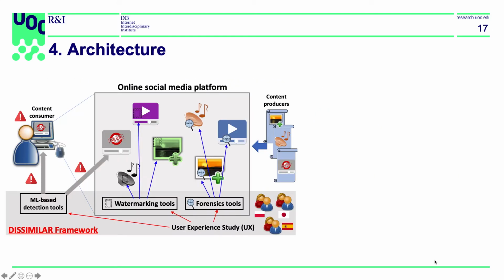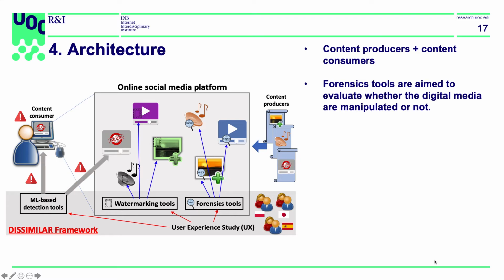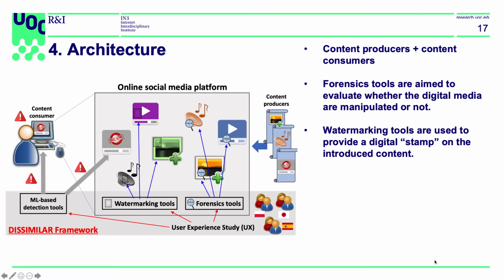Now, as far as the architecture of the project is concerned, this picture provides an overview of the whole architecture. First, we can distinguish content producers, the ones that will post or publish media on an online social media platform, and on the other hand, we have content consumers that will receive these contents. In the system, we plan to use forensic tools to evaluate whether the digital media are manipulated or not. And then watermarking tools will be useful to provide a digital stamp on the introduced content.